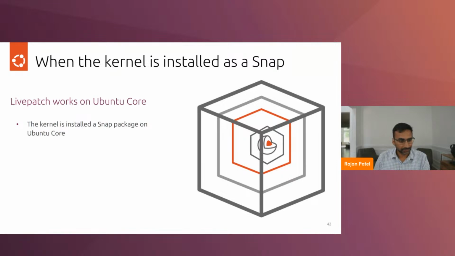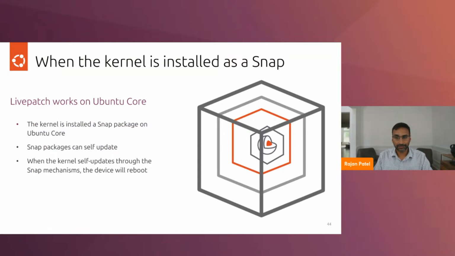So Livepatch works on Ubuntu Core. The kernel is installed as a snap package on Ubuntu Core. And recall that snap packages can self-update. So when the kernel self-updates through the snap mechanisms, the device will reboot if it's running Ubuntu Core. The only way to security patch medium and below kernel vulnerabilities on Ubuntu Core is by updating the kernel snap package, which is going to reboot the device.